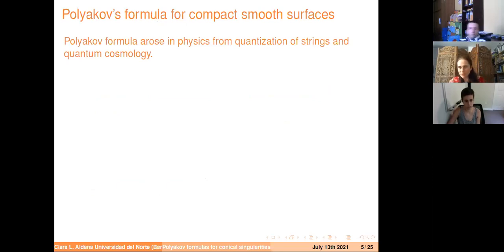So Polyakov's formula, that is what I'm going to talk about today, for compact smooth surfaces. This arose in physics, and was proved by Polyakov as a formula for the quantization of strings, and it also has connections with quantum cosmology.